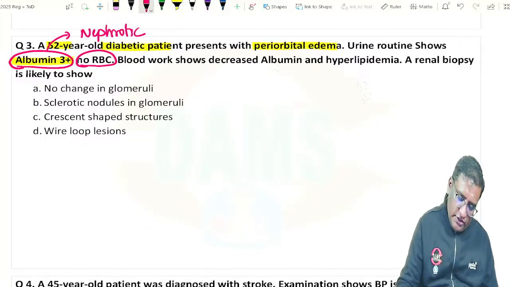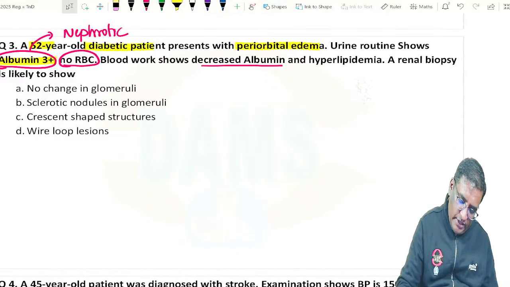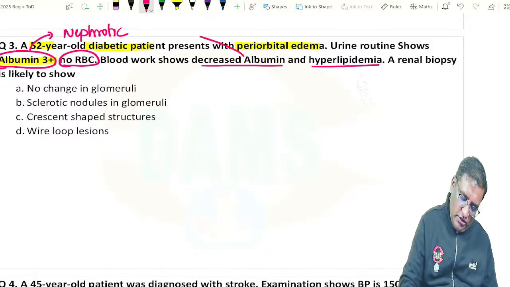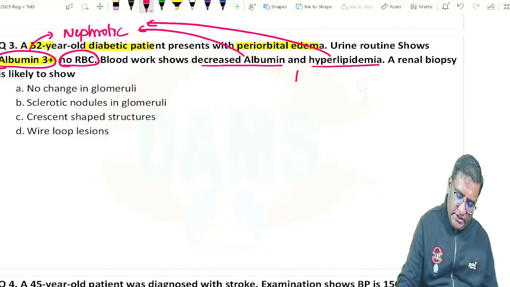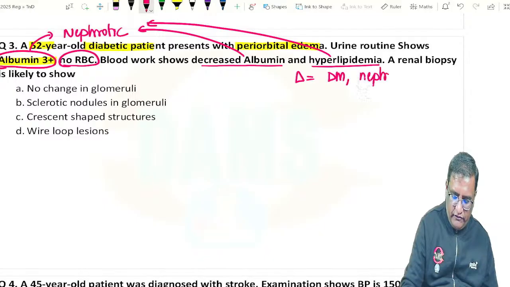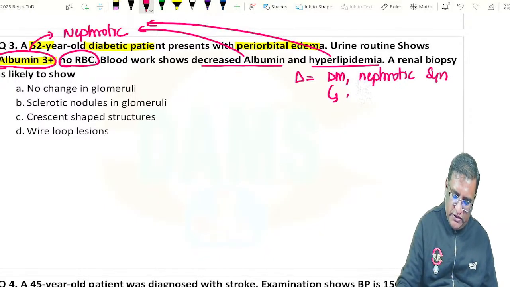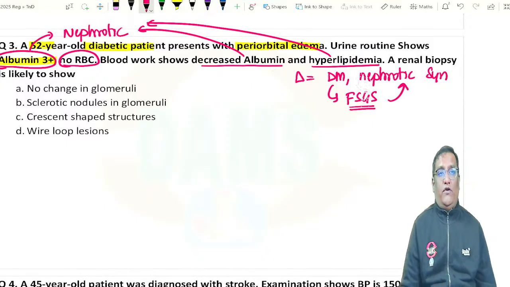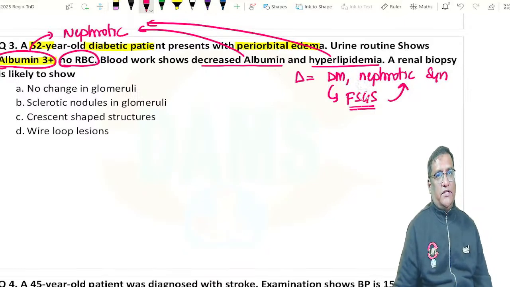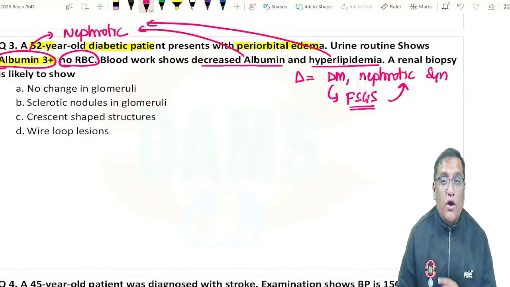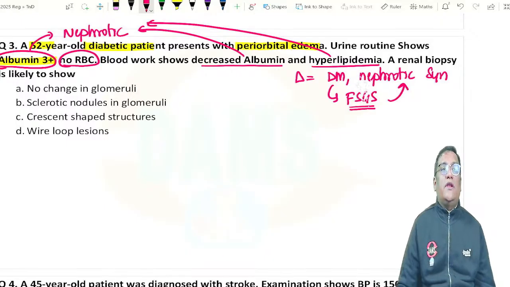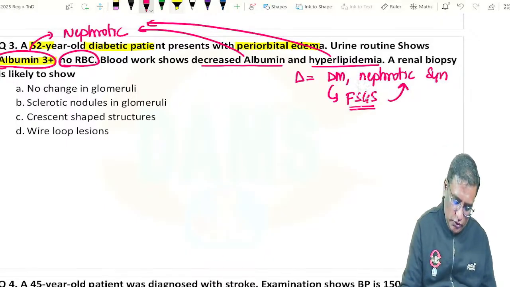Next, blood work shows decreased albumin and hyperlipidemia. All these point towards what? Nephrotic only. So my diagnosis: this patient has diabetes mellitus and is now suffering from nephrotic syndrome. Commonly, diabetes leads to, if you remember, FSGS, which leads to nephrotic syndrome. Diabetes will lead to nephrotic syndrome by FSGS, focal and segmental glomerulosclerosis, isn't it? Yes.